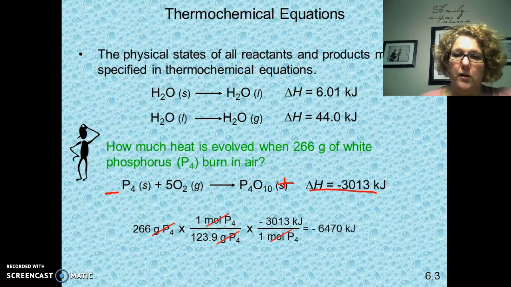All right, so do the math. And so if we burn 266 grams of white phosphorus, it would release 6,470 kilojoules. Don't forget to write that negative.